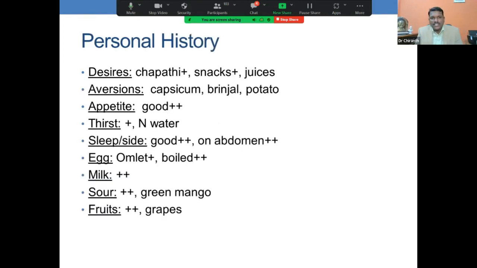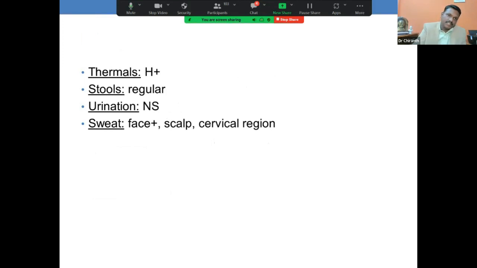Coming to his personal history, he had desire for chapati, snacks, juices, aversion to capsicum, brinjal, potato, and appetite was very good. Thirst was normal. Sleep was good. He was lying on the abdomen, and he had a desire for boiled egg and omelette also. He desired milk, sour food like green mangoes, and he liked grapes. Thermally, he was hot. Stools were regular, urination nothing specific, and he perspired on the face, scalp, and cervical region. So this particular kind of perspiration also will indicate some remedies.